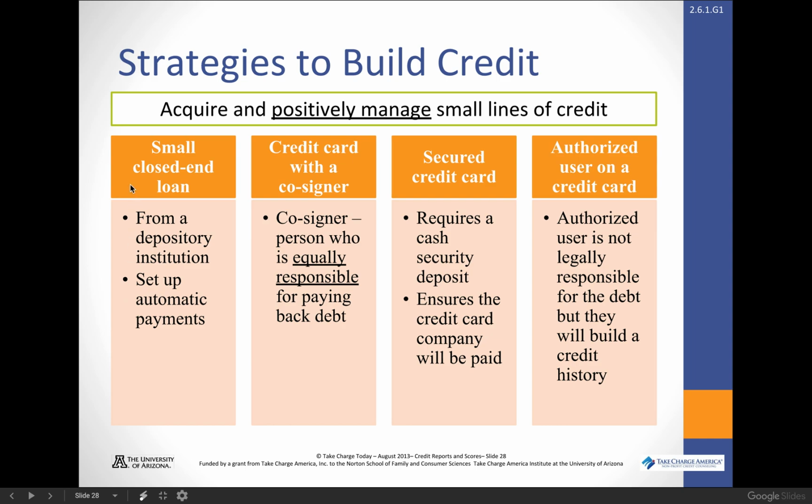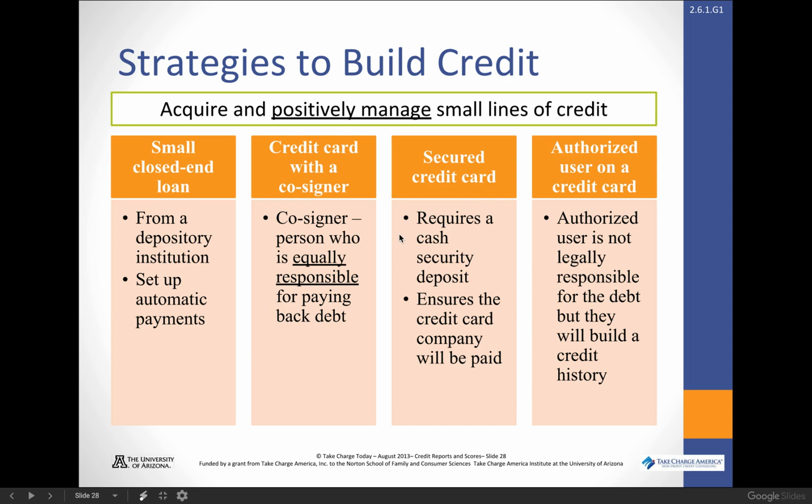And again, we are doing a small loan. That way I am not spending too much money. I could get a credit card with a cosigner. So you could have your parents cosign on a credit card with you, meaning that they are also responsible for paying back this debt if you cannot do it. That's a really good way to build some credit if your parents are comfortable doing that.